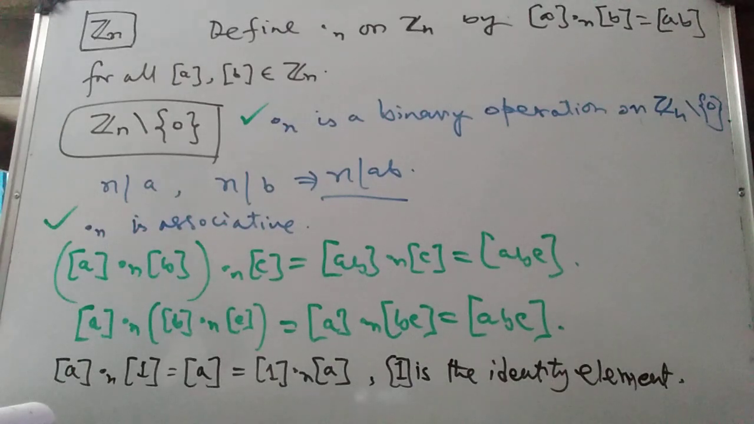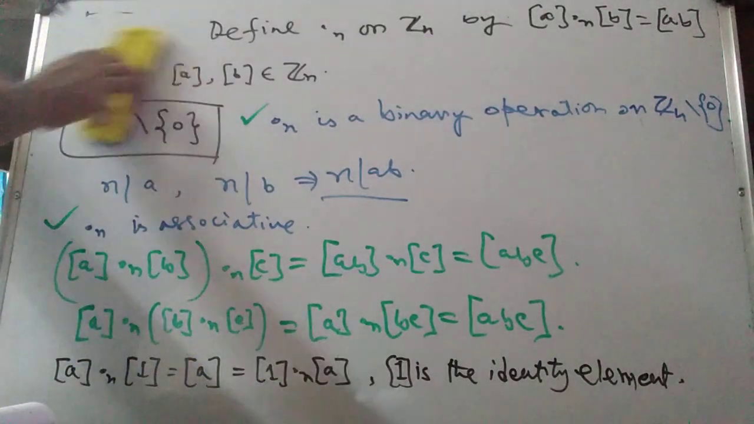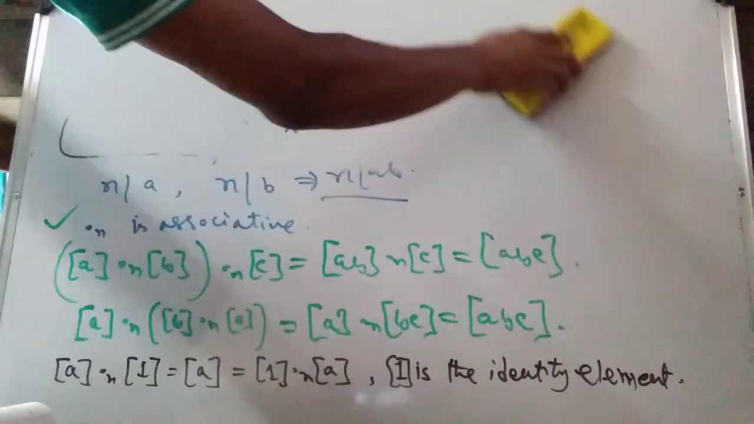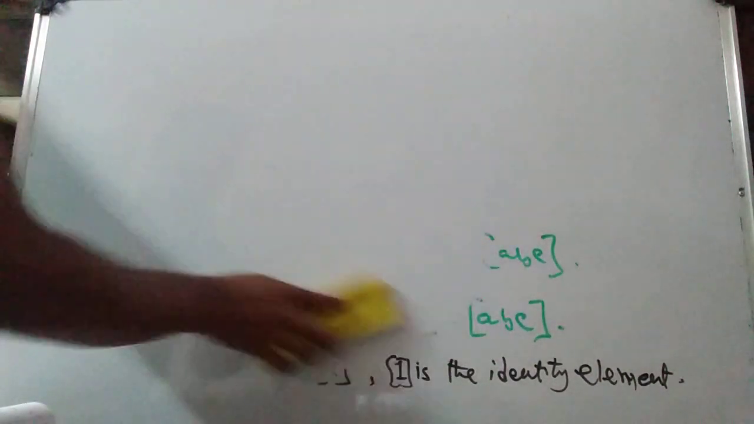So now we go on to discuss the inverse of each element. Does the inverse exist or not? So now we erase that portion and go on to further discussion about whether the inverse exists or not. I think all of you understood this easily.